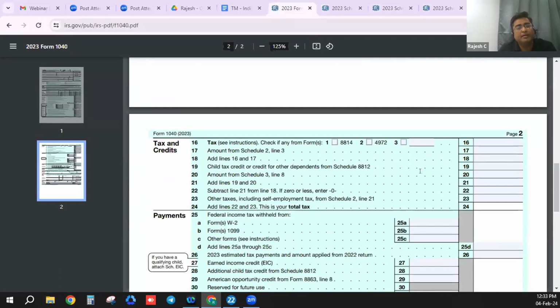The same with the credits. You will get some credits. So what is the meaning of credit? What is the difference between deduction and credit? Anyone? Can you please ping? What is the meaning of credit?